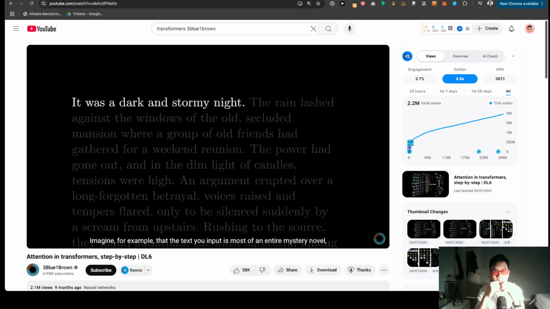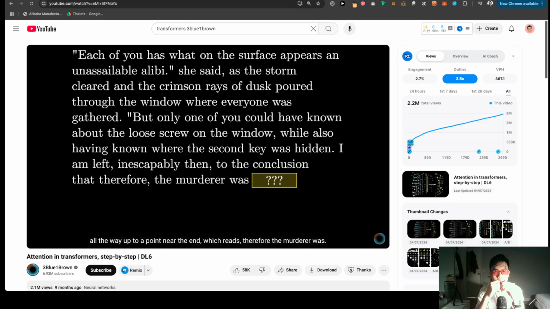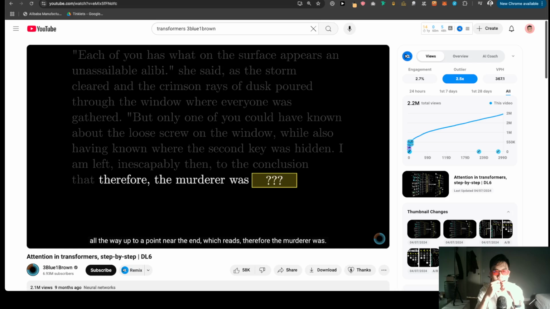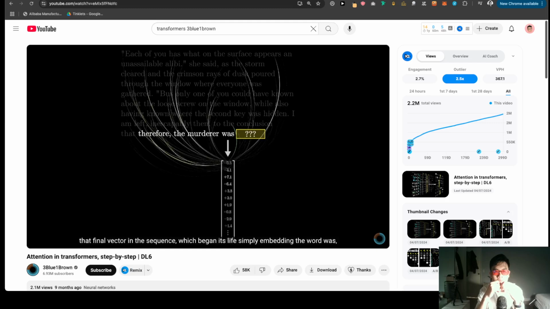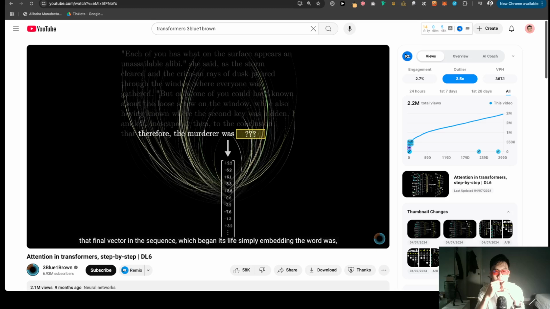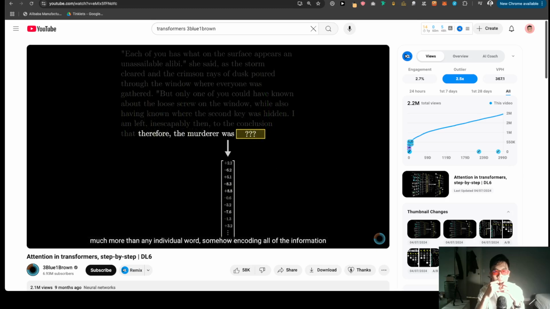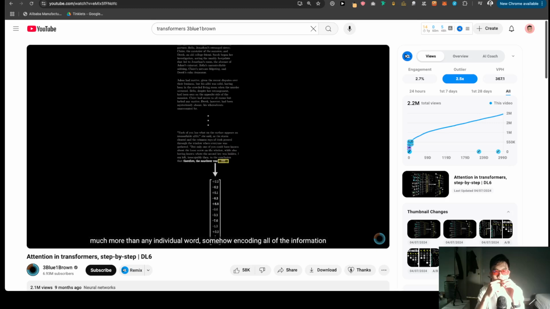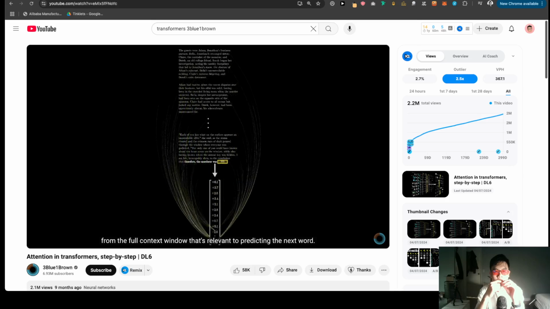So imagine, for example, that the text you input is most of an entire mystery novel, all the way up to a point near the end, which reads, "Therefore the murderer was." If the model is going to accurately predict the next word, that final vector in the sequence, which began its life simply embedding the word was, will have to have been updated by all of the attention blocks to represent much, much more than any individual word, somehow encoding all of the information from the full context window that's relevant to predicting the next word.